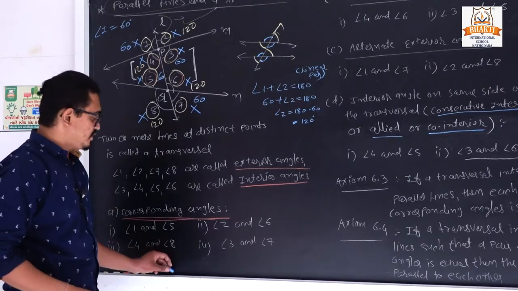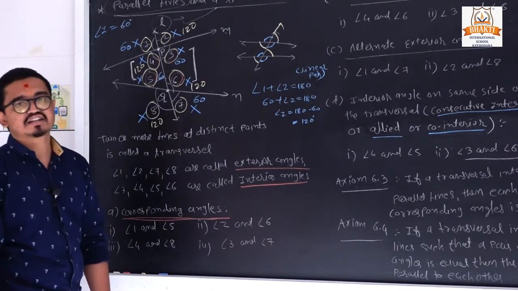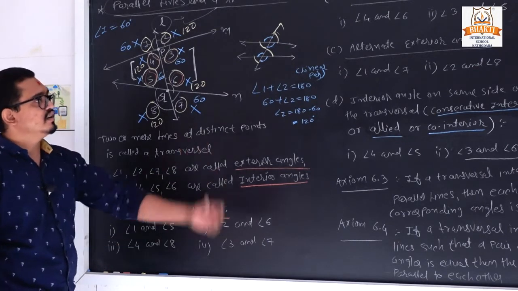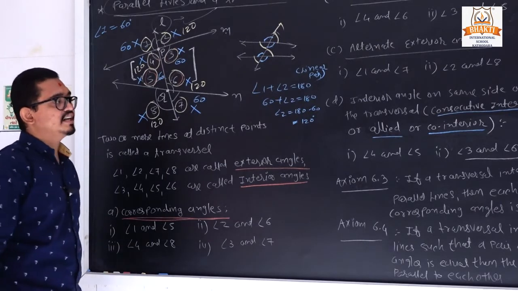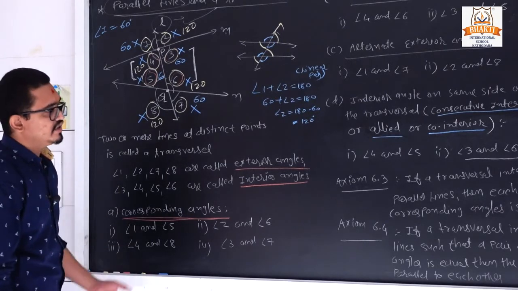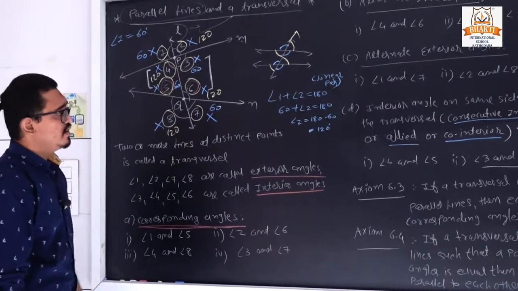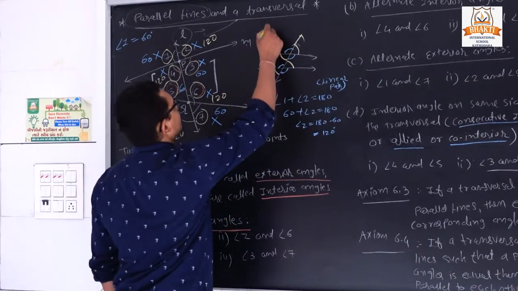So you can remember all this: alternate interior, alternate exterior, only interior, corresponding angle, then co-allied, which is also called co-interior, allied, or consecutive interior. Clear? So from all this theory, and one more thing, it is the vertically opposite angle.